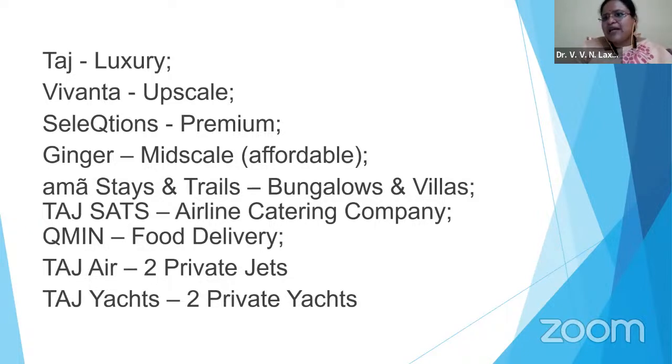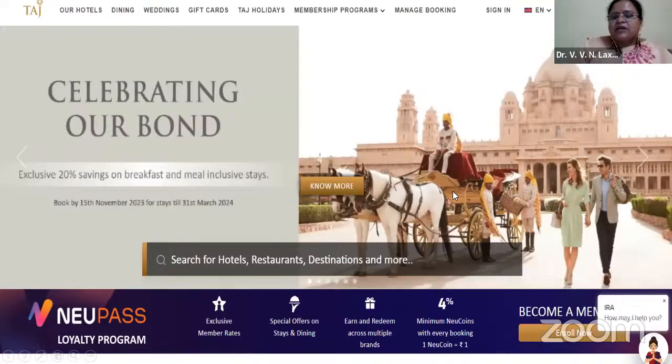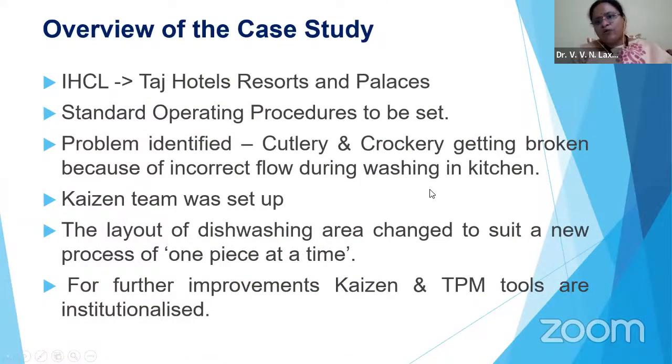Why I'm showing you this is to show that in the hospitality sector, Tatas have made themselves a complete full-length company. Then they have Taj Sats, which is a joint venture between Taj and Sats, providing catering services to many airlines. If we want to order food from these luxury hotels, there is an online portal. Then we have Taj Air, they own 2 private jets. Then they have 2 private yachts also, Taj Yachts. Now, this is the flagship Taj Mahal Hotel.